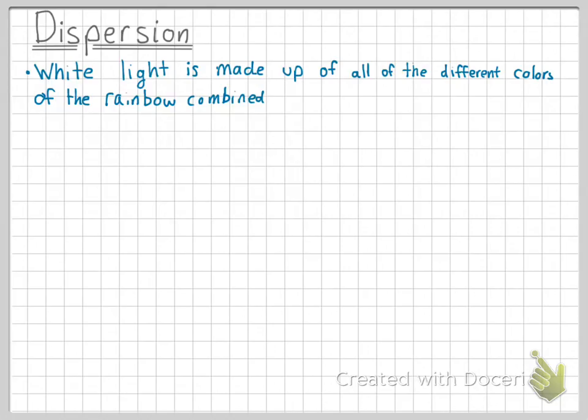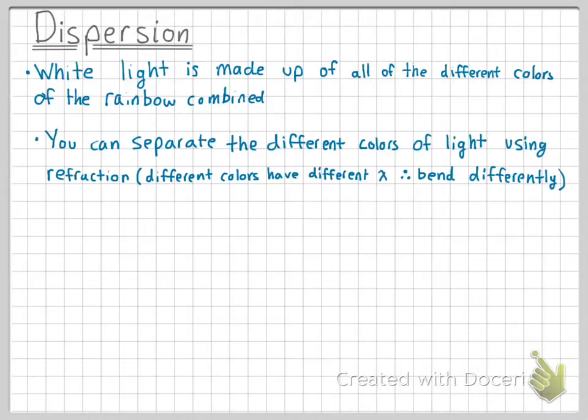This video covers the concept of dispersion. So we know white light that we see every day is actually composed of all different colors of the rainbow. You may have seen this concept illustrated before. There are crystals that you can place in windows that separate white light into rainbows. This separation of colors is done because of refraction.